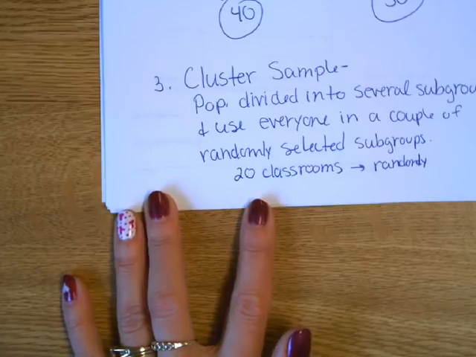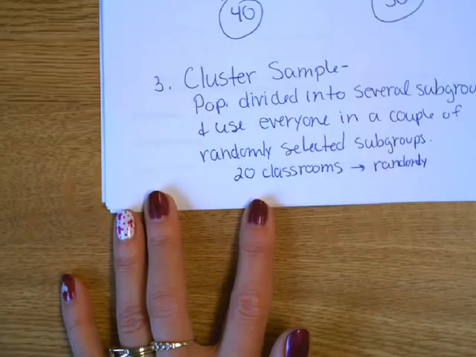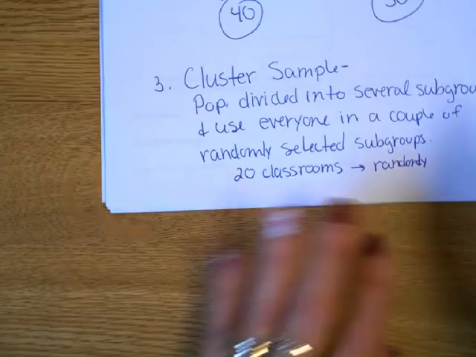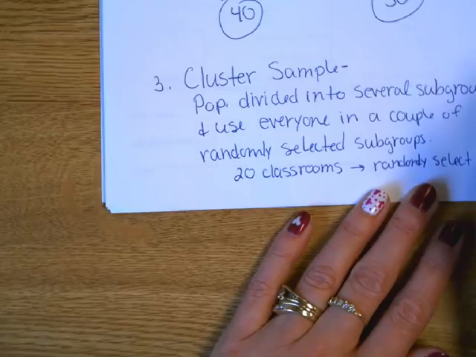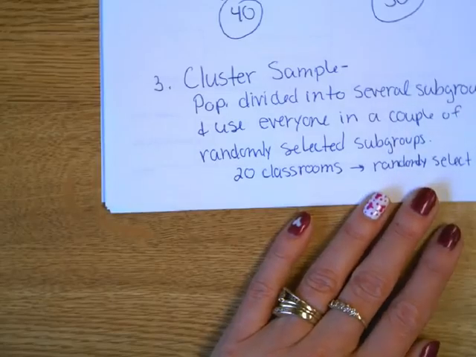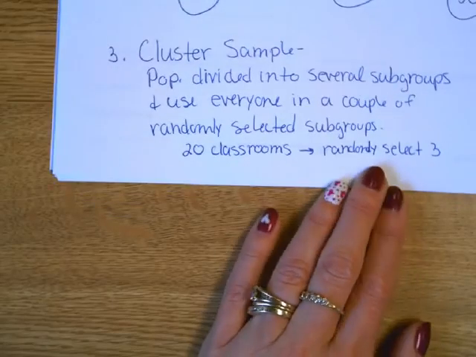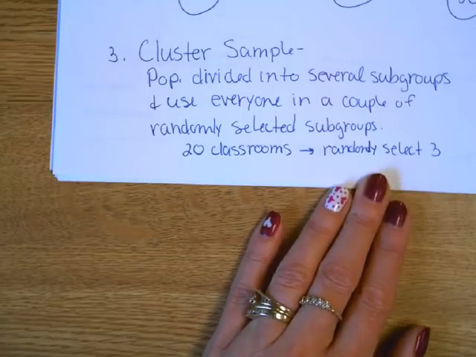Yeah, that's not random. Your brain cannot be random. You could put 20 slips of paper in and pick 1, 2, and 3. That's random. So you have to have divisions. You give them all a number, and then you do that random thing. So randomly select 3, and then use everyone in those 3.